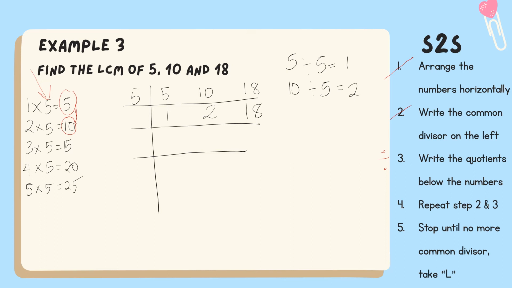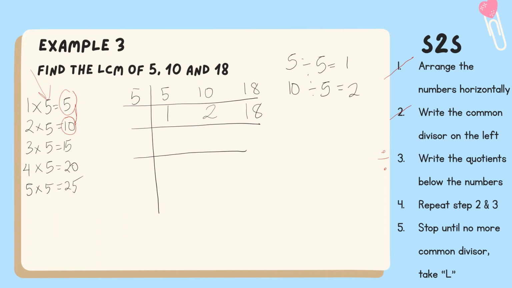So we have 1, 2, and 18. Now, we have two numbers that are even, and we have one number that is odd. You ask yourself, are there two numbers in timetables 2?